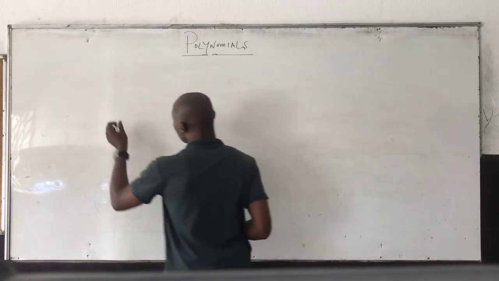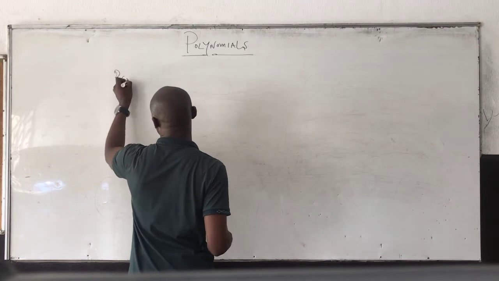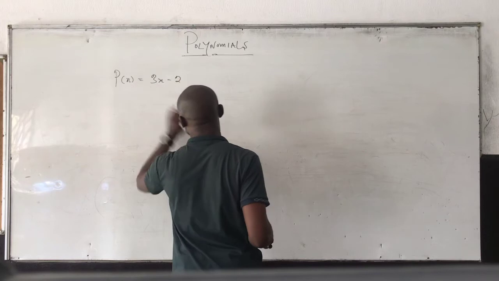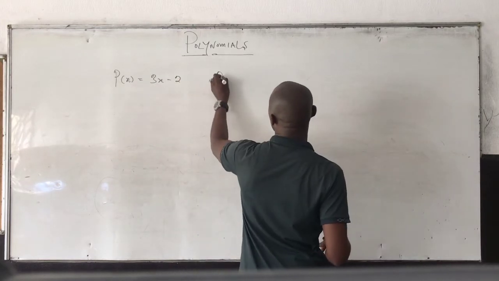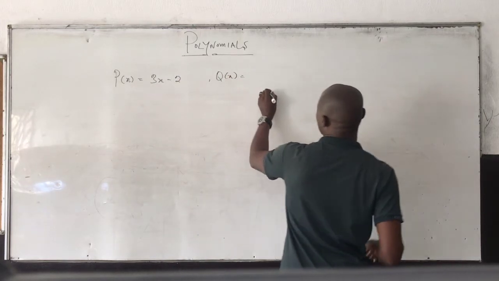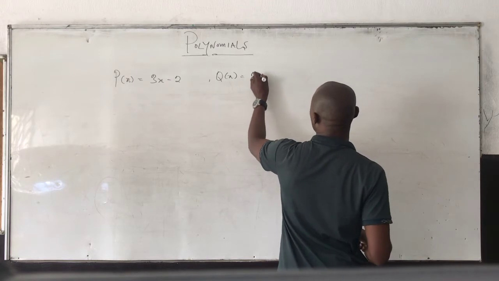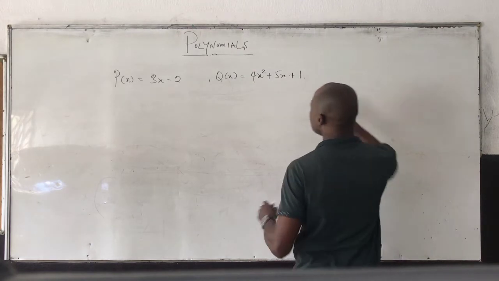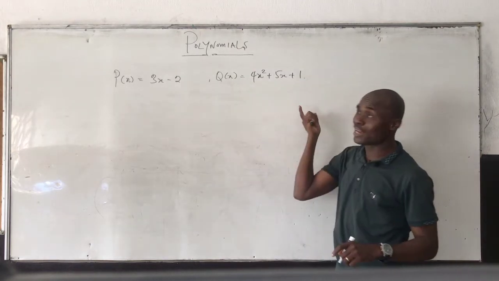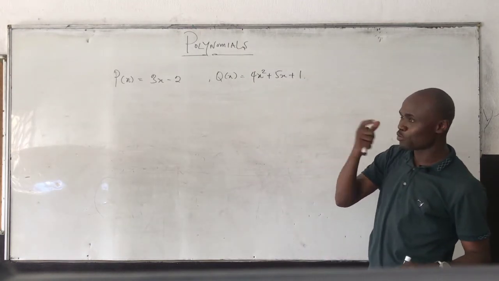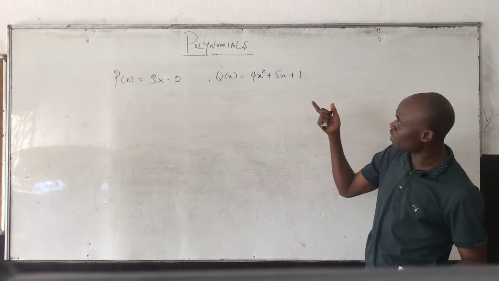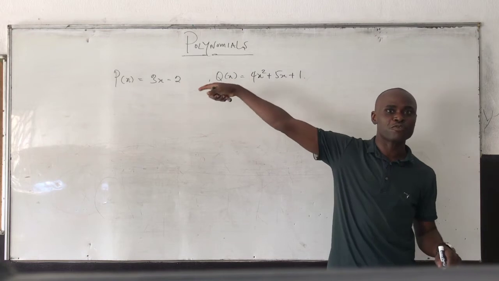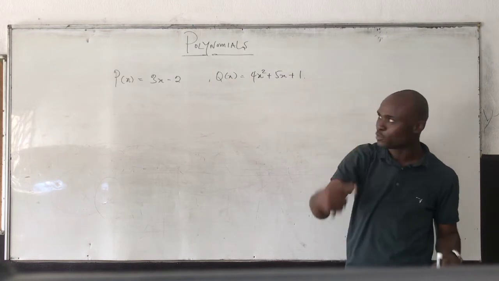So we want to multiply. Let's say we have a polynomial 3x minus 2. This is a polynomial, obviously. And we have another polynomial, and that is, let's say, 4x squared plus 5x plus 1. So these are two polynomials. We know we can add these to get 4x squared plus 8x minus 1. That will be the sum of these two polynomials. But we want to talk about the multiplication.